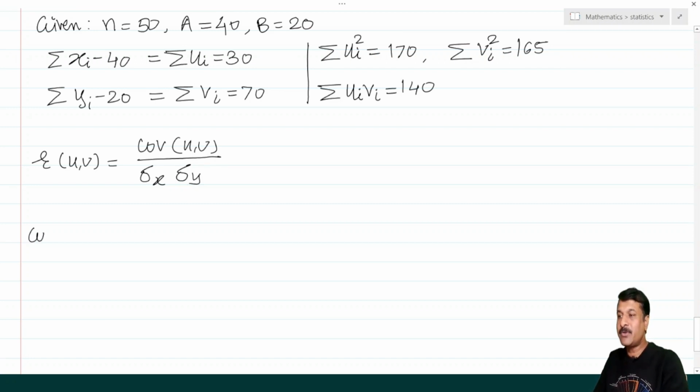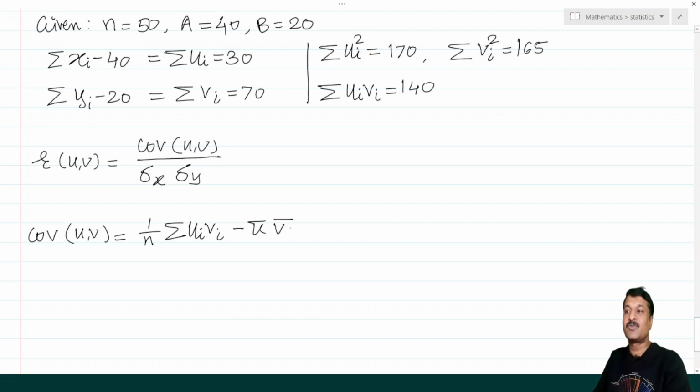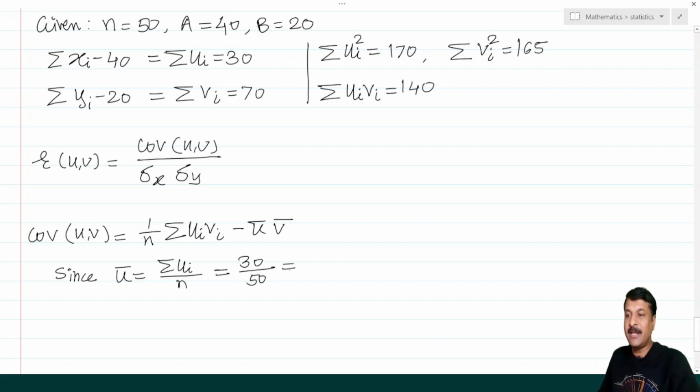So what is the covariance? One by one we will find. You know the formula. It is 1 by n summation of ui vi minus u bar v bar. So first you find the value of u bar. Since u bar is nothing but summation of ui upon n, so what is summation of ui here? It is 30 by n, and n is 50. So 3 by 5, so I am getting 0.6.